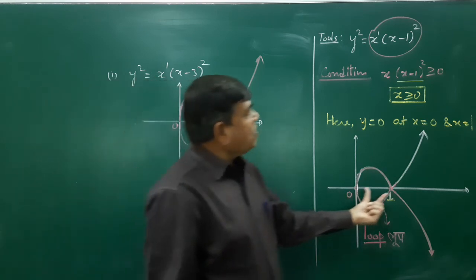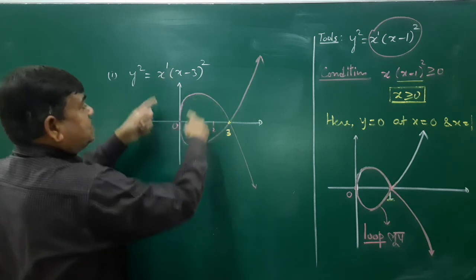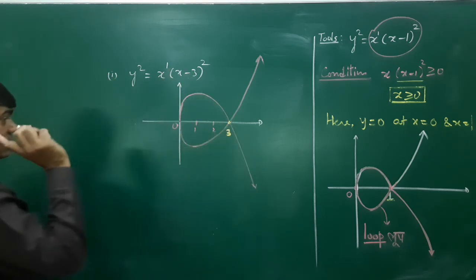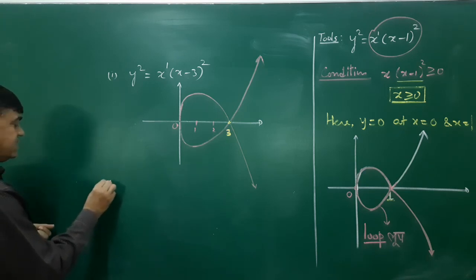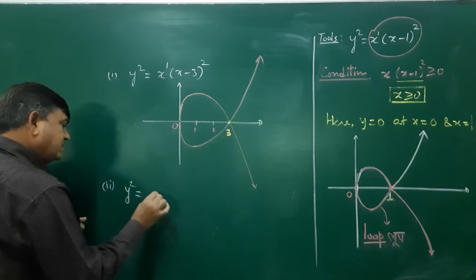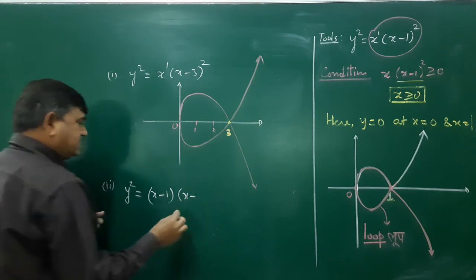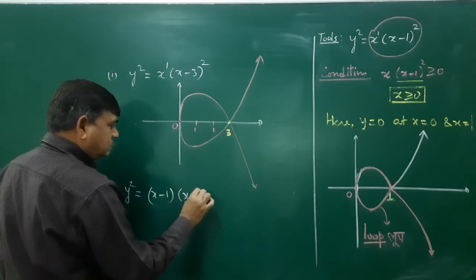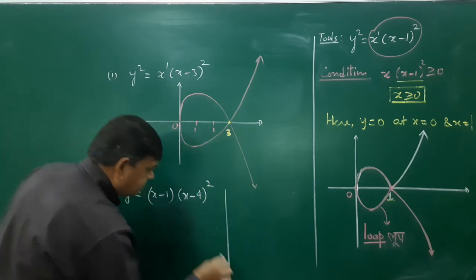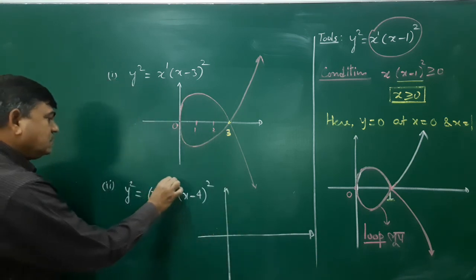So it is between 0 and 1, and this is between 0 and 1, and this is between 0 and 3. If I write 4, then find this one. Second, suppose I write y square equals x minus 1, and x minus 4 whole square. Then you see the graph.